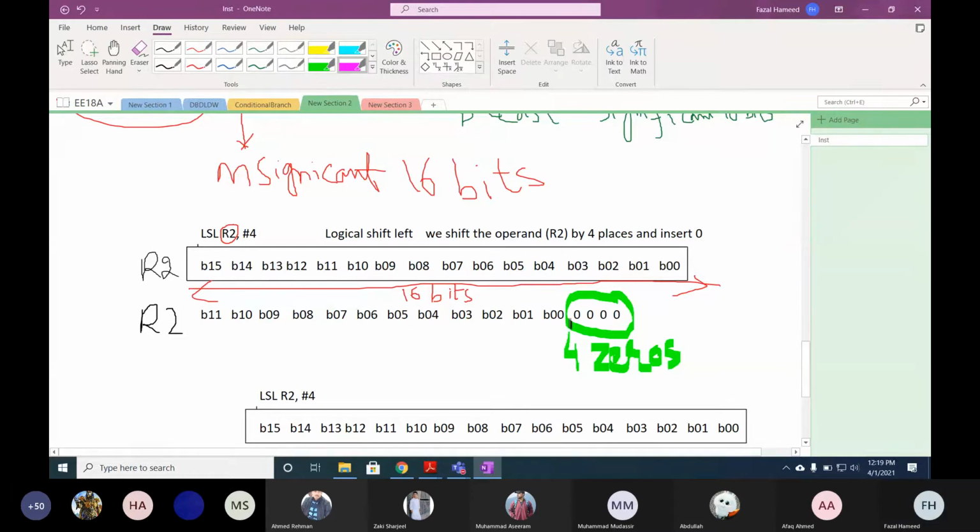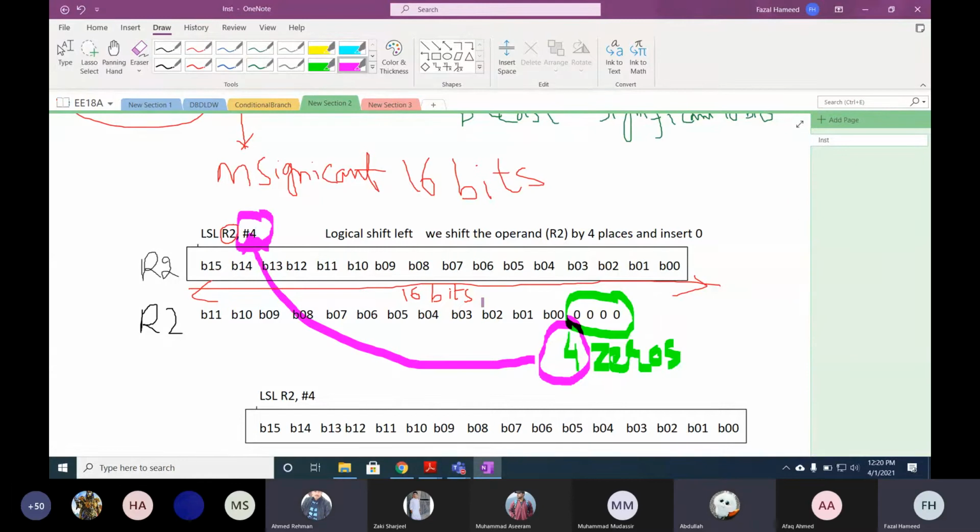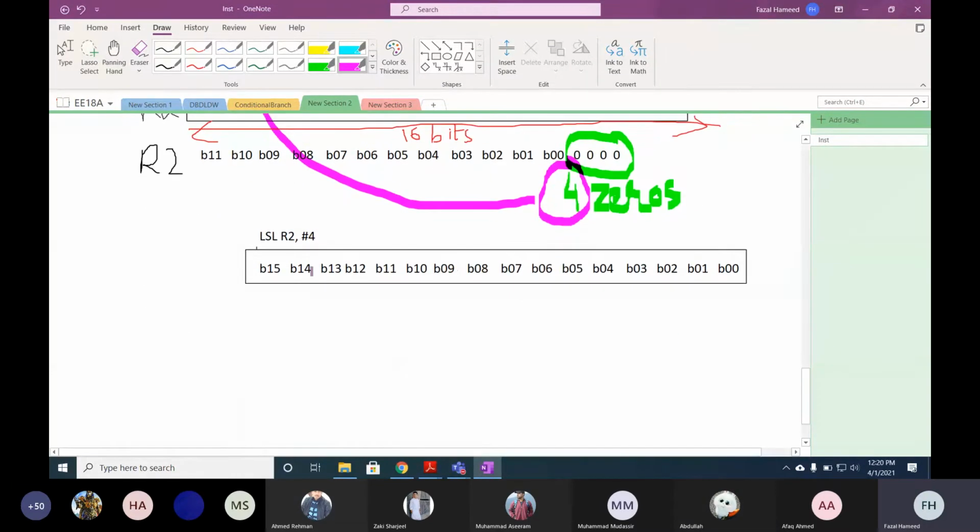Why 4? Because the condition is given in the instruction. If it is hash 3, then how many zeros do we need to insert? 3.